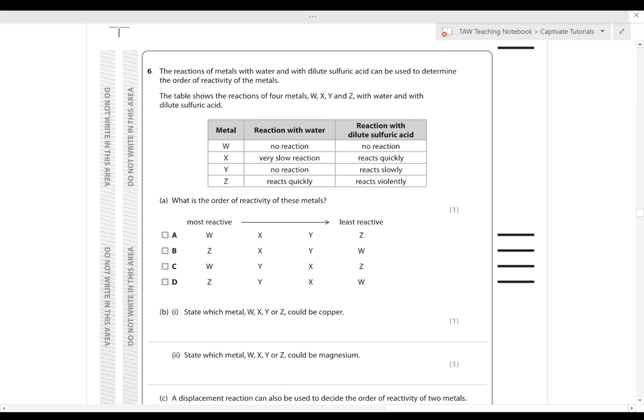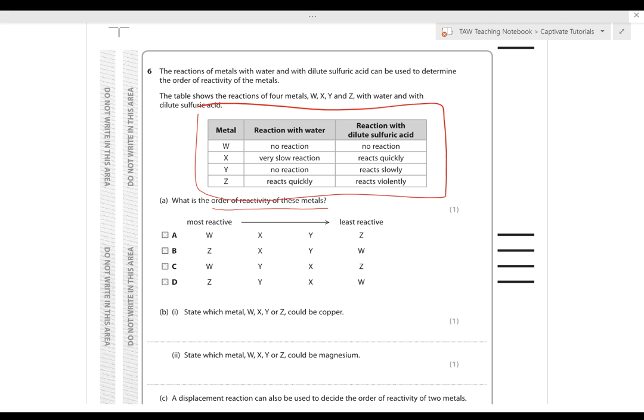Okay, question 6, question about reactivity and reactivity series. So we've got a load of data here which we need to interpret. The first question asks us to order the reactivity of these metals. So the easiest thing to do is to identify the most and least reactive.